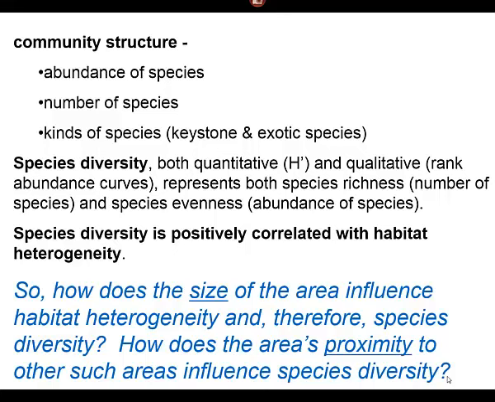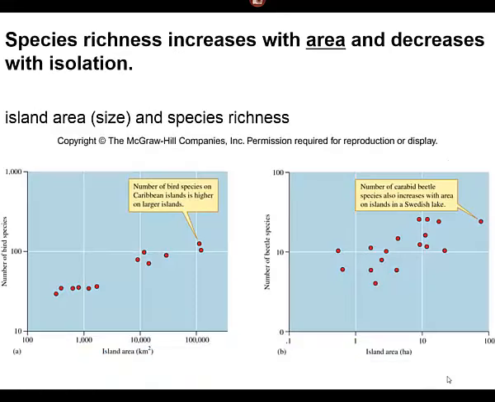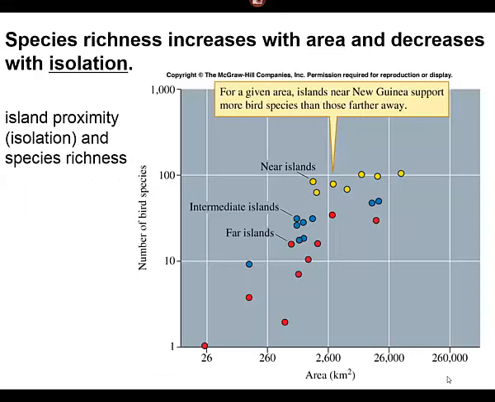influence species diversity. So we know that species richness of an area increases with the size of the area and decreases with isolation. So this first graph, we're seeing how as island size increases, so does species richness. Whereas when the distance the island is from other similar areas is further away, species richness is lower. If that island is closer to a similar area, the species richness is higher.